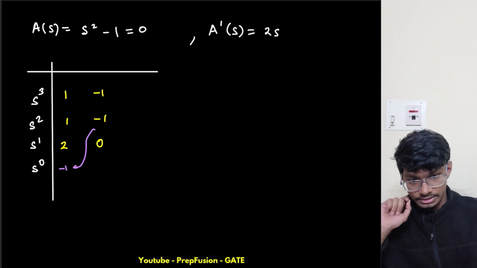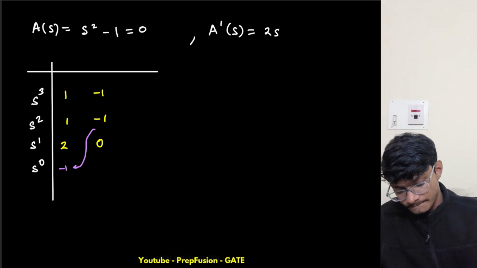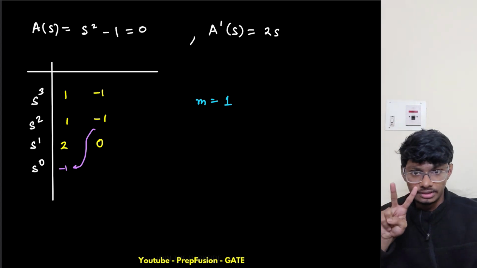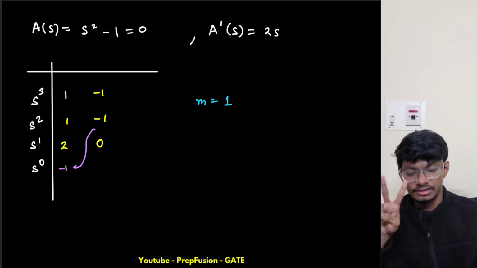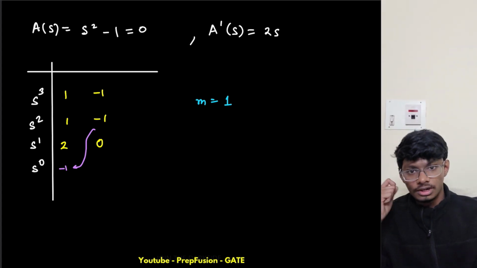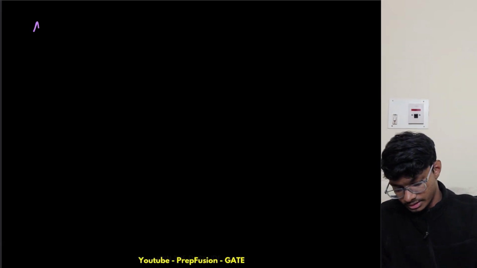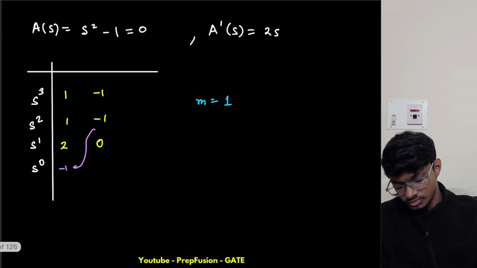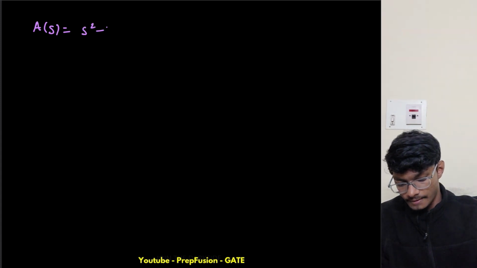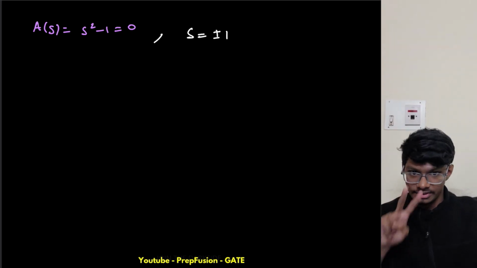So this time, how many sign changes do I have below the auxiliary equation? Here my m equals 1. So I'll have one pair of symmetrical poles, one in the right half and one in the left half. So this is basically what my m is. Now let's compute the other poles. What is my auxiliary equation? The auxiliary equation is again s square minus 1 equals 0, so I again get s equals plus minus 1. So that is my symmetric pair of poles.